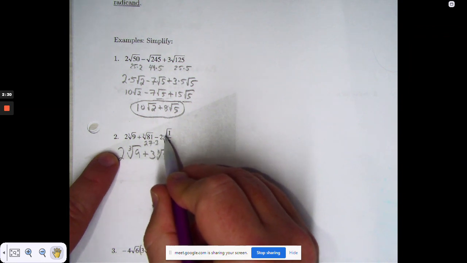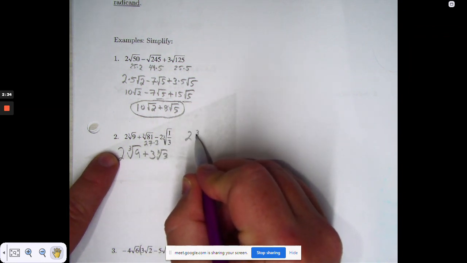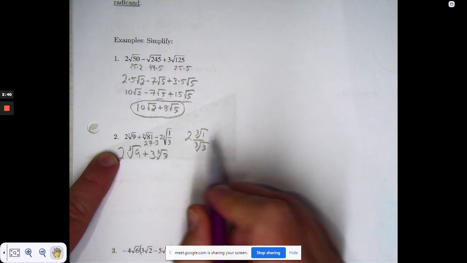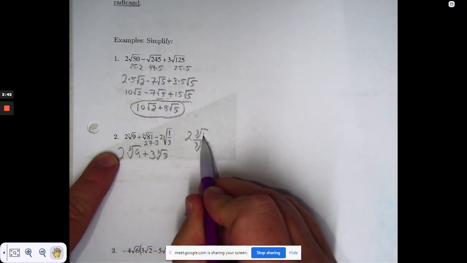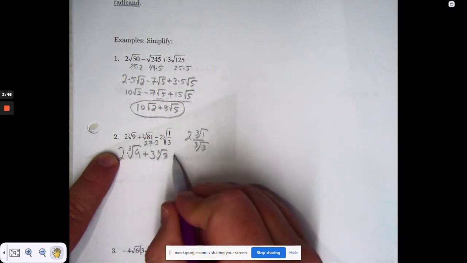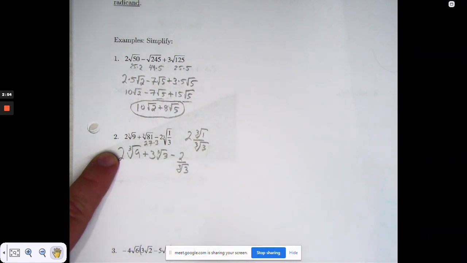Then with 2 times the cube root of 1/3, remember that 2 times the cube root of 1/3 is the same as 2 times the cube root of 1 over the cube root of 3. And the cube root of 1 is just 1. So this is really just 2 times 1. So this is minus 2 over the cube root of 3.